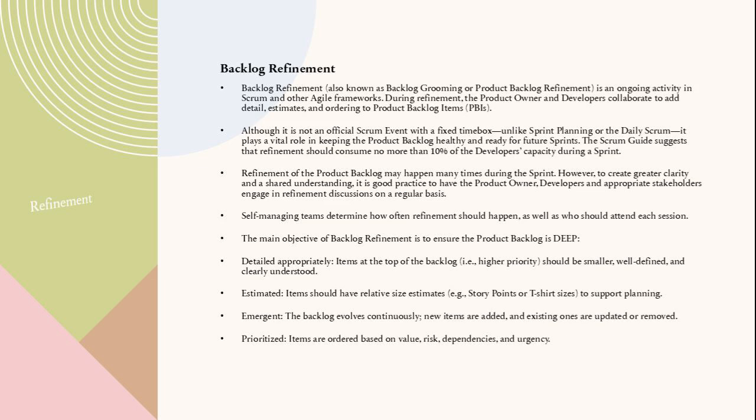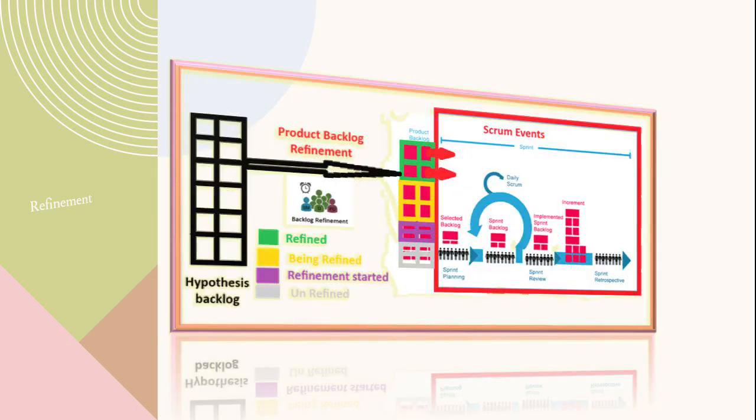This visual beautifully illustrates how product backlog refinement feeds into the sprint process. You can see the product backlog items being refined, moving from unrefined to being refined, and refined before they are selected during sprint planning. It's a continuous flow, ensuring the team always has a ready stream of well-understood work.